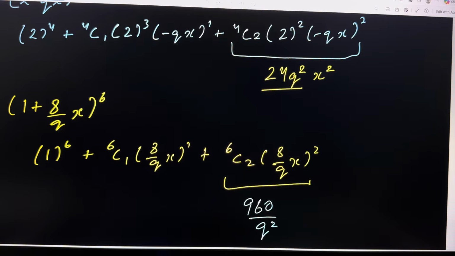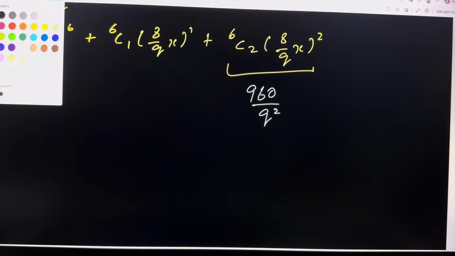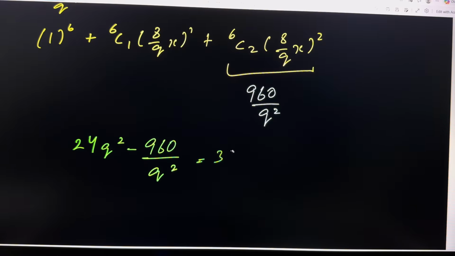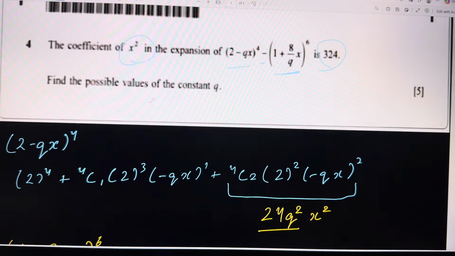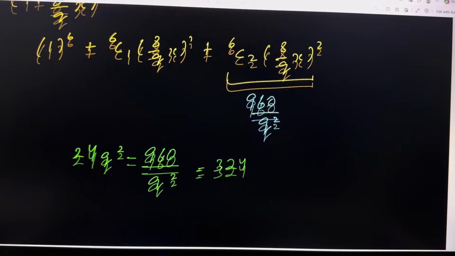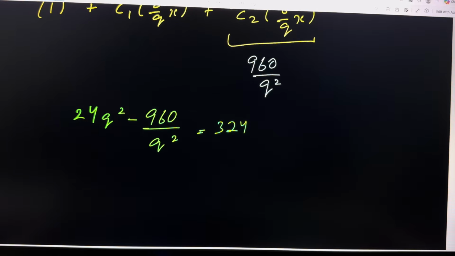So we get this. Now we can just subtract these two things. 24q squared, we can just take away the x squared, by the way. So this minus 960/q squared is equal to 324, as the question told. Like here, 324. So now we have to use some simple algebra here.